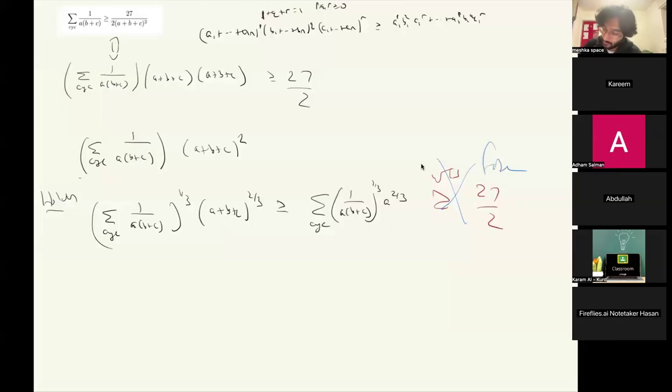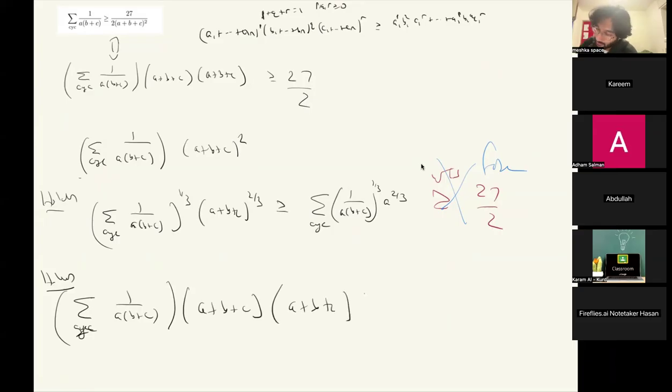So the better thing to do is you look at this, we start with this form. Now we start with Holder, but we do it better. We say the cyclic sum of 1/A times B plus C, multiplied by its reciprocal. We separate them, and now this will be 1/3, 1/3, 1/3.